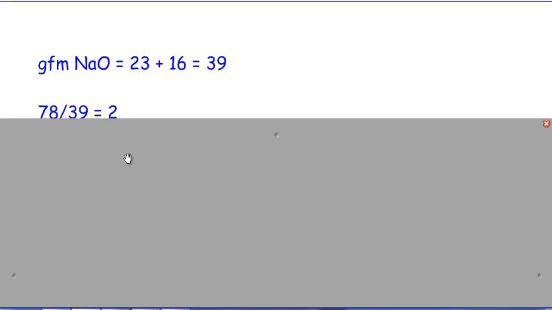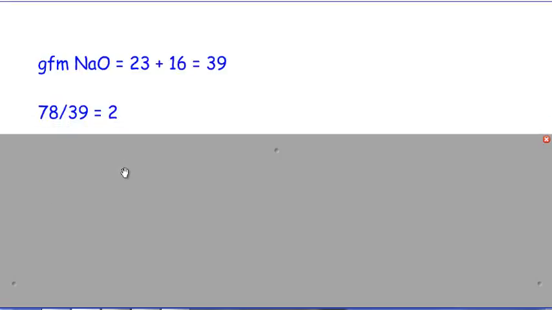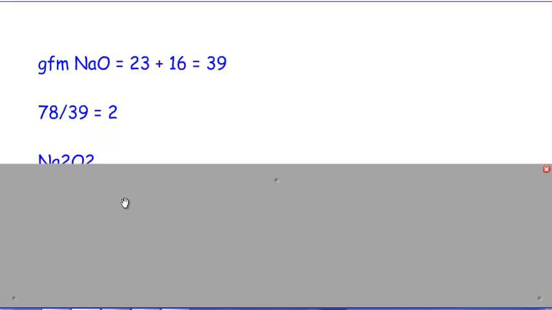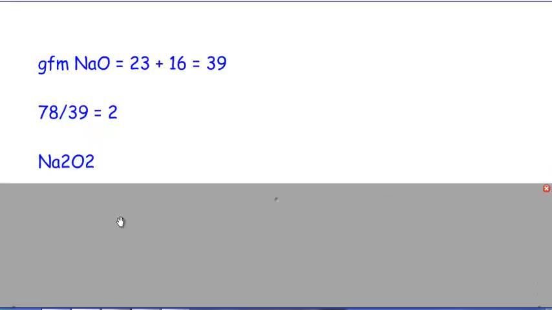So in the second example, sodium oxide has a GFM of 23 plus 16. That gives us 39. We take the molecular formula's GFM, 78, divided by the 39. Again, it's going to be twice as large as the empirical formula. So we do each subscript times 2, Na2O2.